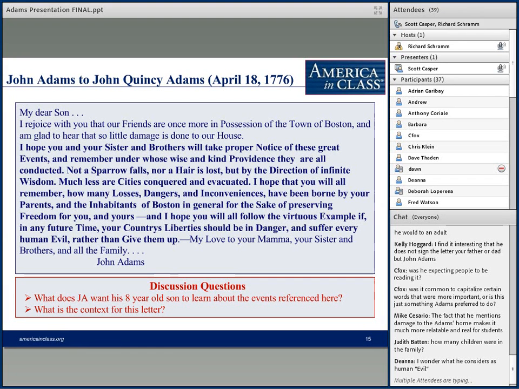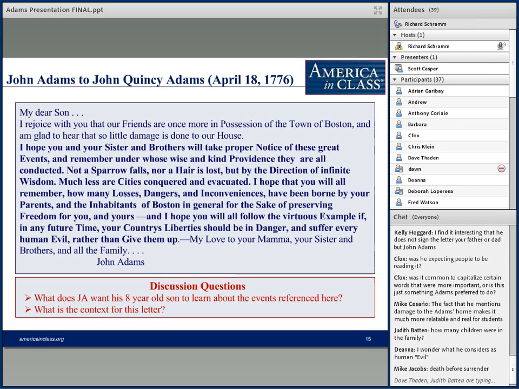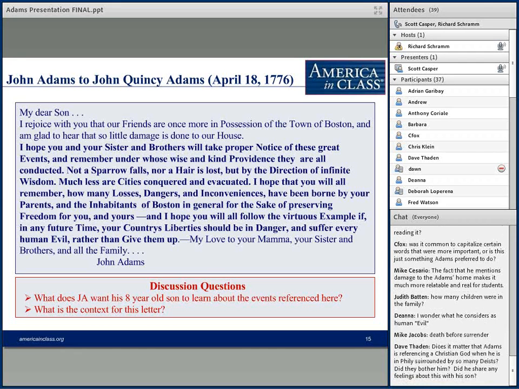I wonder what he considers as human evil. "I hope you will all follow the virtuous example if in any future time your country's liberties should be in danger, and suffer every human evil rather than give them up." What should people suffer rather than give up liberty? For example, maybe they should suffer warfare in order to protect liberty. That's one example. There you go. "Death before surrender," Mike Jacobs writes, and I think that's a good example.